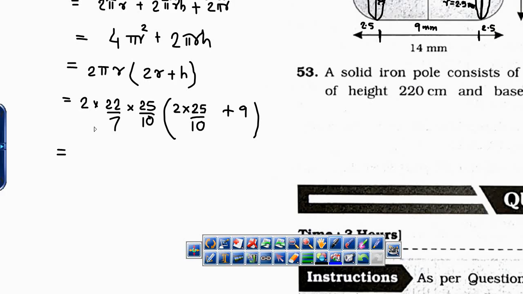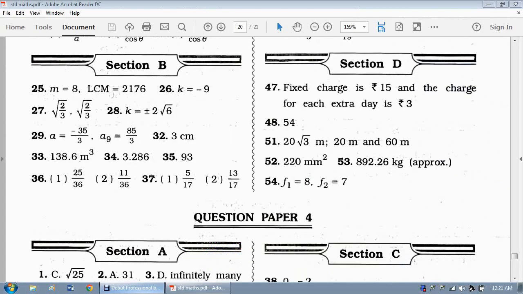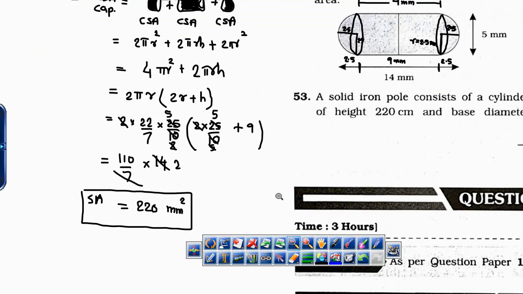7 is not cutting. 5 5 5, 2 2 and 2 cut. 110 upon 7 into 2 5 5 5 plus 9 14. 7 and 14 cut 2. 220 mm square is the surface area of the capsule. 220 mm square. Textbook question. There's nothing difficult about it.